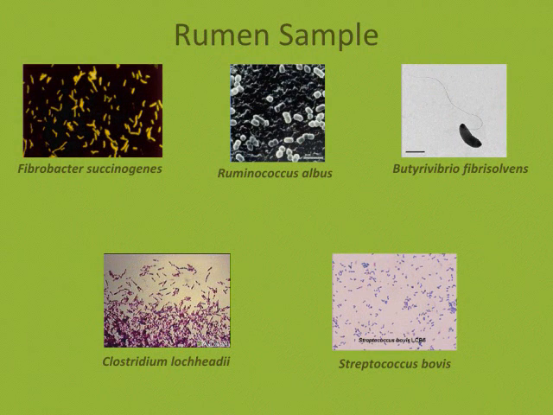This slide contains images of the most numerous bacteria within the rumen. The following are obligate anaerobes: Bacteroides succinogenes, a gram-negative rod; Ruminococcus albus, a gram-positive coccus; Butyrivibrio fibrisolvens, a gram-positive rod; and Clostridium locheadii, a gram-negative rod. The final image on this slide, Streptococcus bovis, is a facultative anaerobe. It is also a gram-positive coccus.